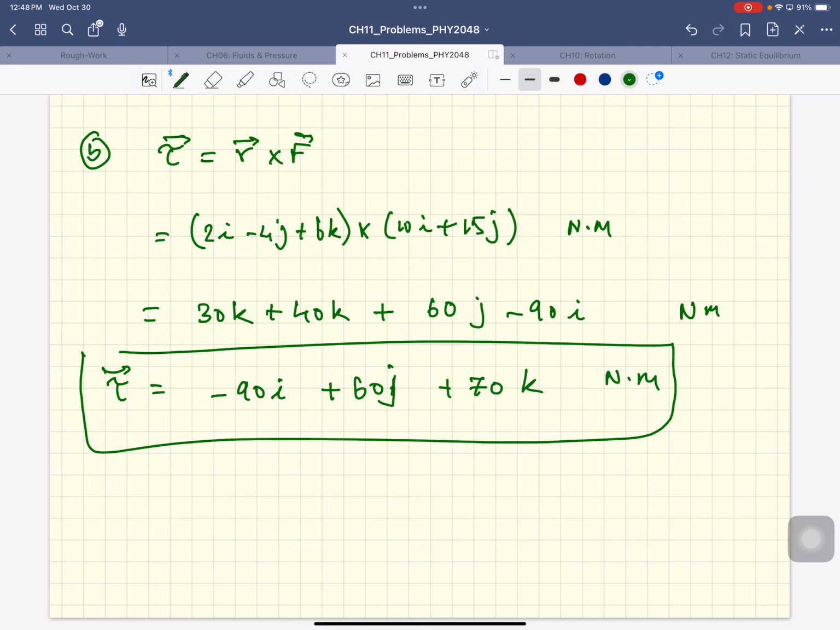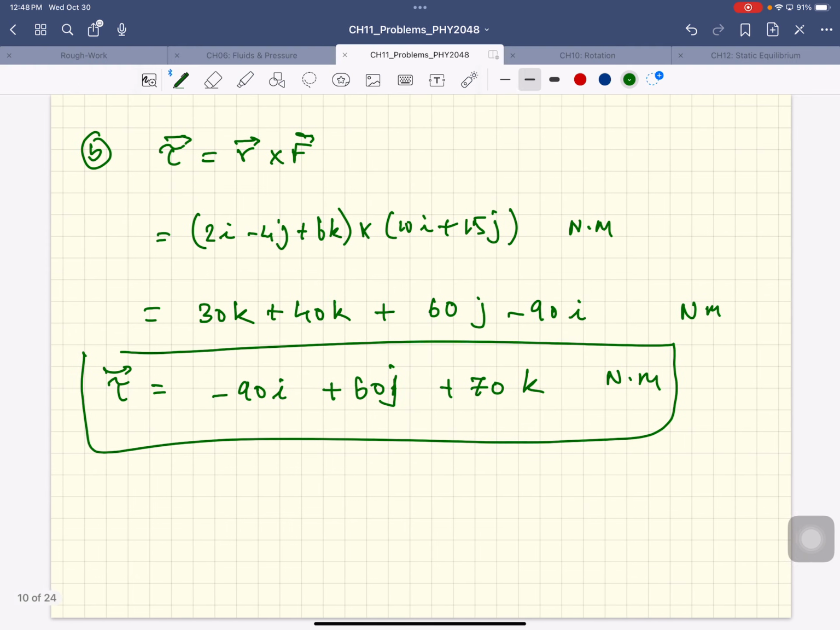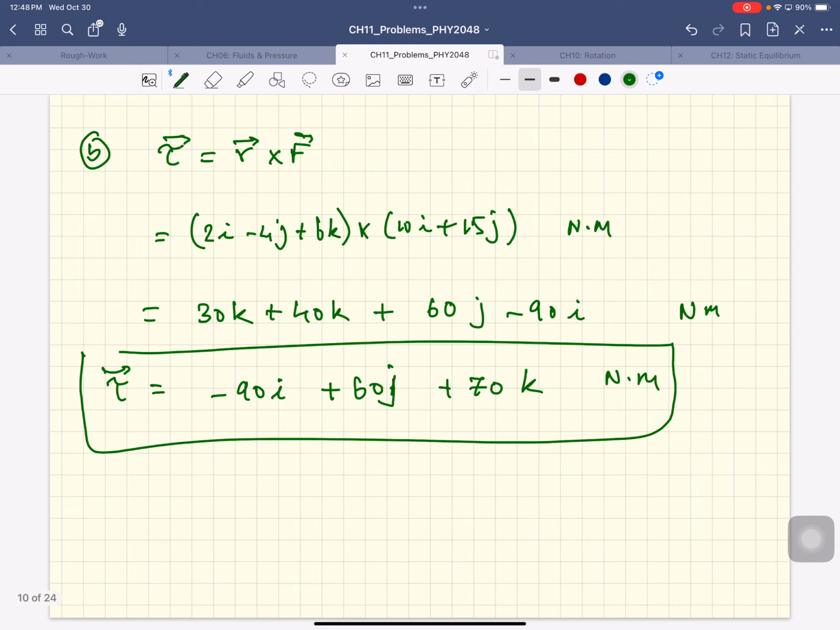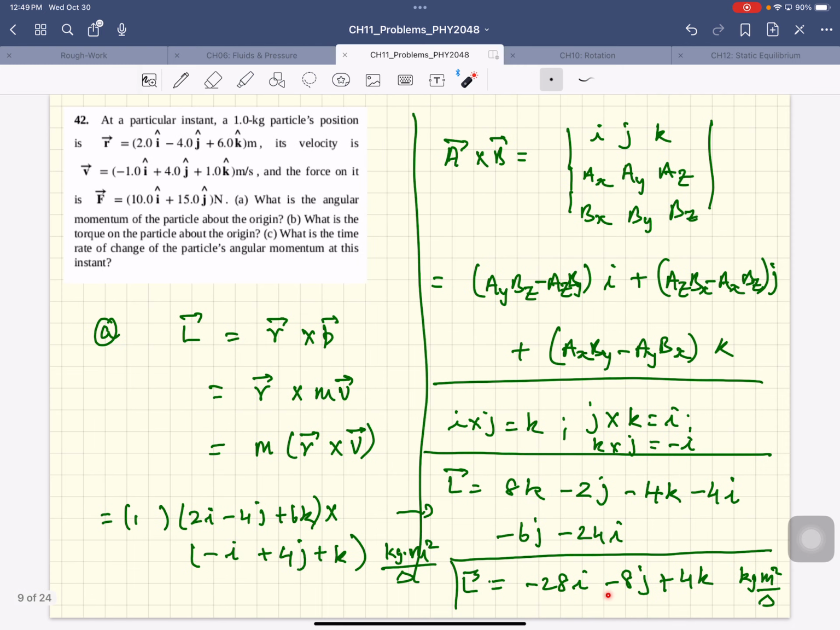All right, so there's the cross product. And then part C asks, what is the time rate of change of the particle's angular momentum at this instant? Newton's second law states the torque at any given instant is the time rate of change of angular momentum. So the time rate of change of angular momentum at that instant is that. This angular momentum at this instant is changing at this rate.